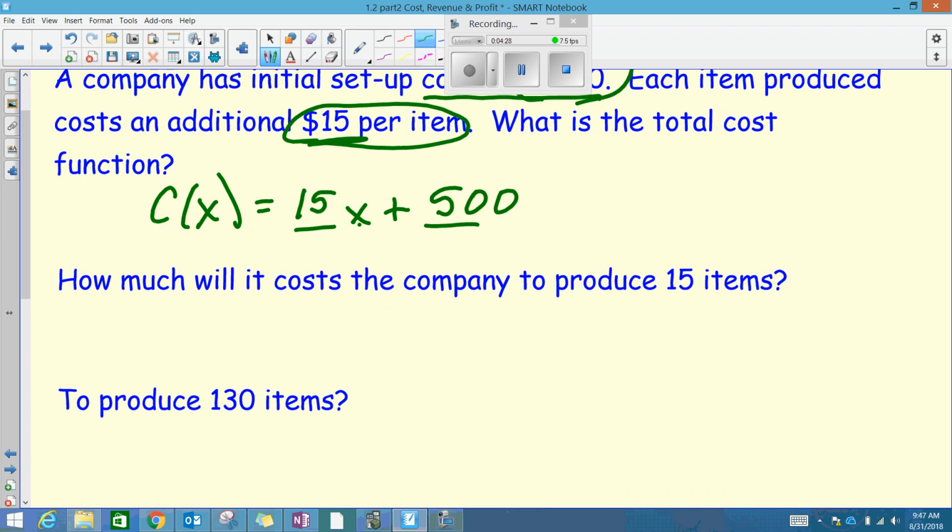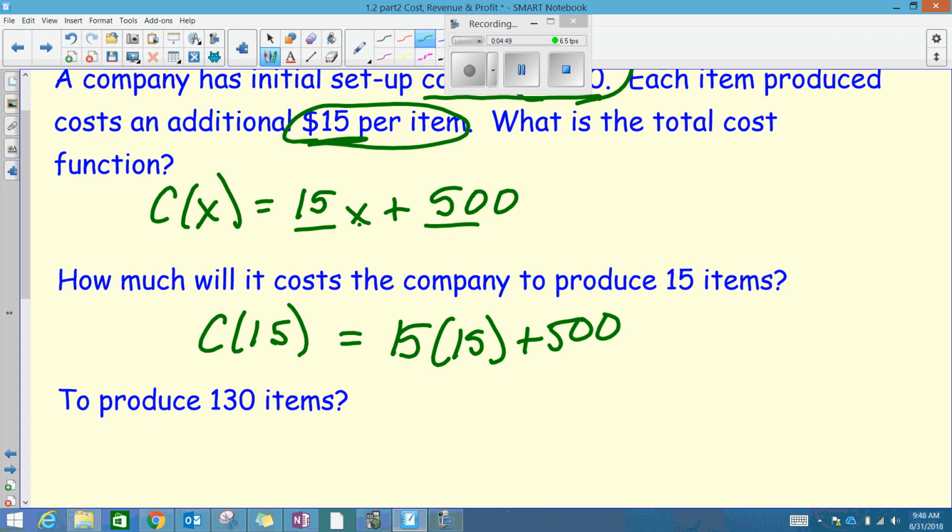So how much will it cost the company to produce 15 items? So we want to find C of 15, right? The cost for 15 items. So we're just going to plug in 15 for x. So 15 times 15 plus 500. And that should give us 725. So it costs $725 to produce 15 items.